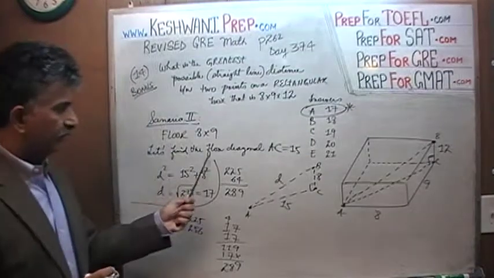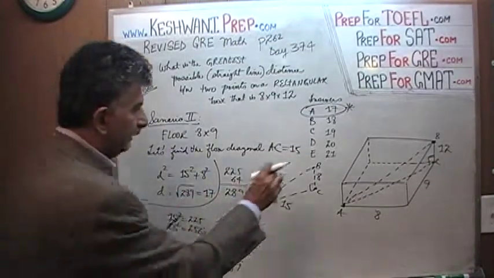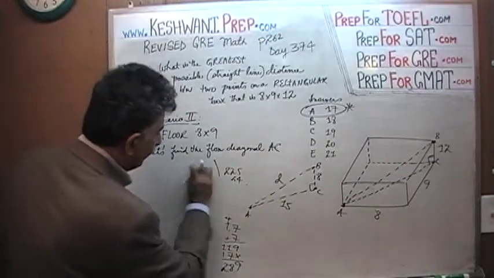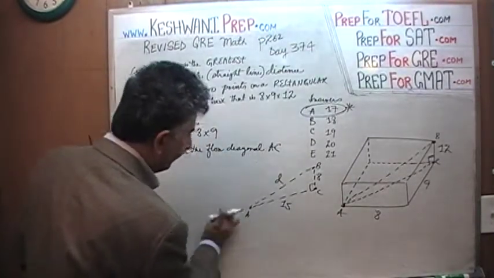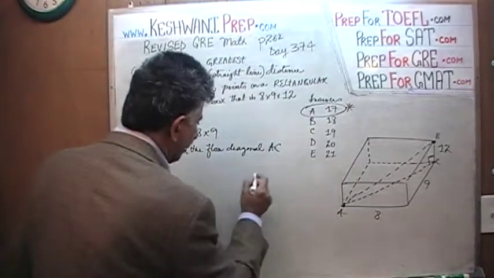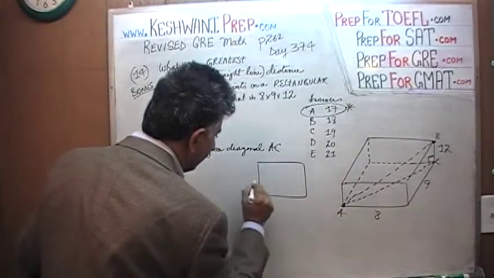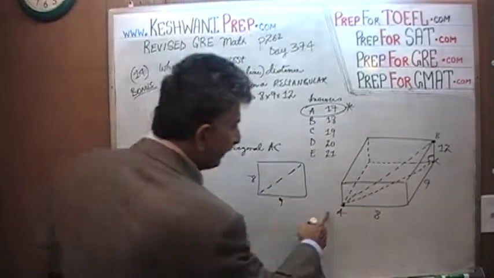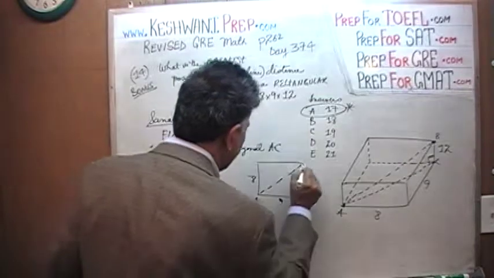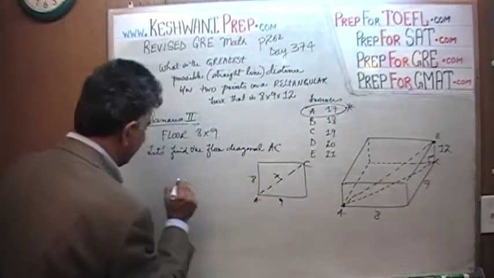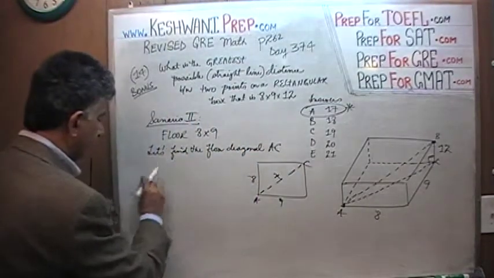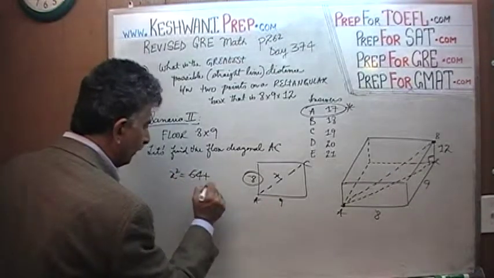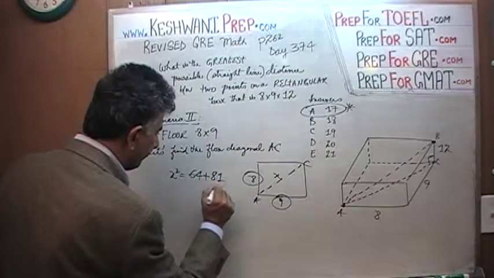Again, first thing we have to do is find the floor diagonal, which is AC. We need the room, so obviously we have to erase everything. The floor diagonal in this case would be, this is our floor, 8 by 9, and this is the diagonal we're looking for, which is A to C. Let's call it x here, in which case x squared would be 8 squared, which is 64, plus 9 squared, which is 81.